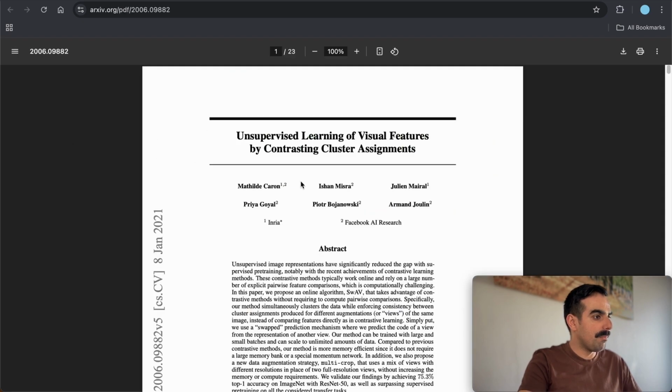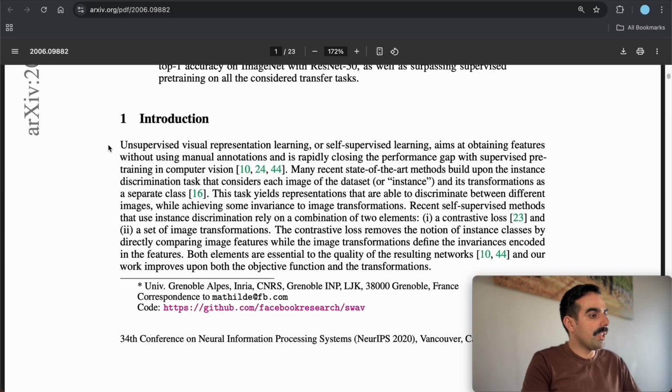There is a nice paragraph here in this paper. Unsupervised learning of visual features by contrasting cluster assignments. Unsupervised visual representation learning or self-supervised learning. So basically these sound like the same thing, unsupervised or self-supervised. Technically, self-supervised means that the neural net is supervising itself for the learning. But by unsupervised, we mean that we are not feeding any labels to the neural net.